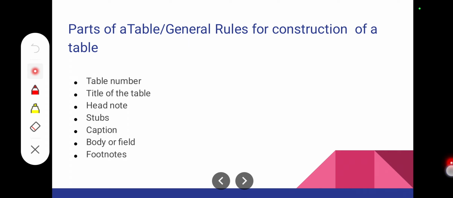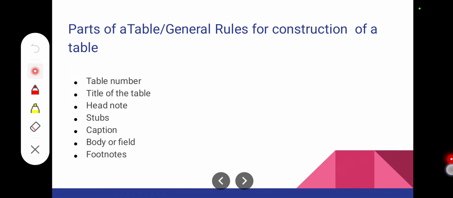Sometimes the title doesn't contain the whole information about a table. Then the head note helps us to understand what the table is actually about. Stub is the title of the, we can say, title of the row.